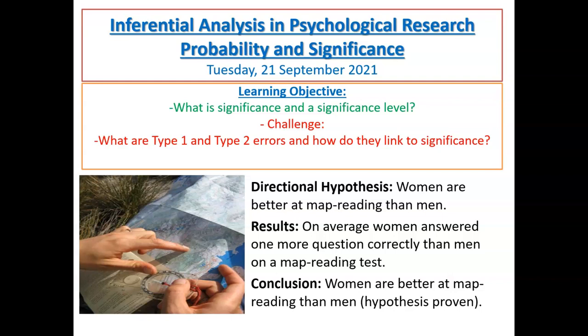So the running theme for today's lesson will be based around this particular study where women are better at map reading than men. So here we can see as a directional hypothesis, we've got the IV first, DV, and then IV. So women are better at map reading than men. Results: on average, women answered one more question correctly than men on a map reading test. And the conclusion for this was, again, women are better at map reading than men, and that proves our hypothesis.